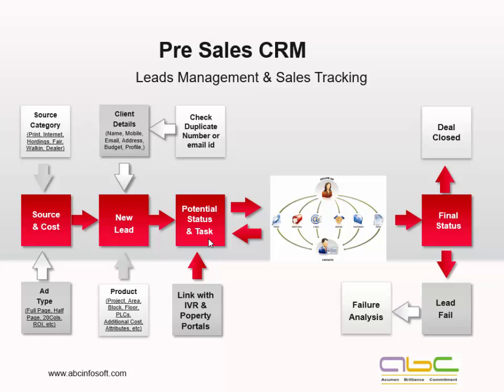This is the process, and whenever we attend to a task, it goes through the same process again. We define the current status, current potential, and a new task. This process goes on till we reach a final status. Whenever we have a final status, either the deal is closed, so it is posted to the sales department, or if the lead fails for any reason, we can have an analysis of the reason.